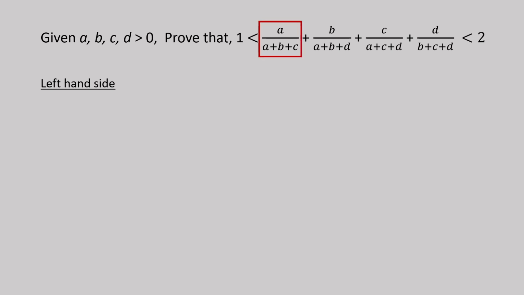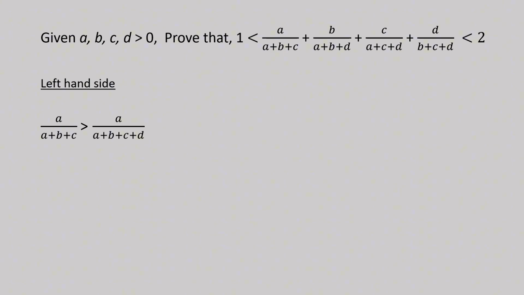First, consider the very first term in the expression, which is a over a plus b plus c. Let's show an interesting aspect of this term. Since this is a positive fraction, we can decrease its overall value if we increase its denominator, right? The larger the denominator is, the smaller the value of the fraction would be. So, I'm going to increase its denominator by adding a d to it, and this new fraction term would be less than the original fraction term, as it has a larger denominator.